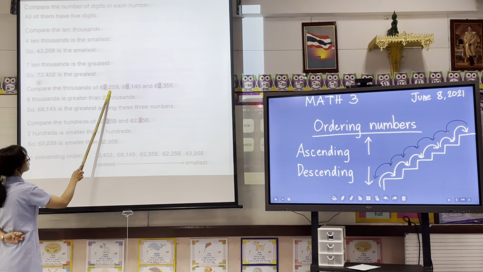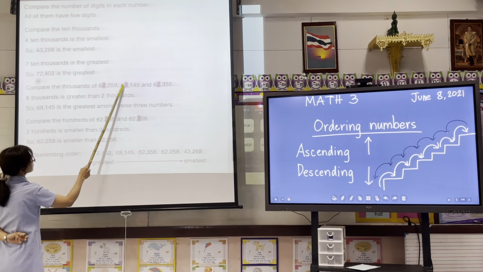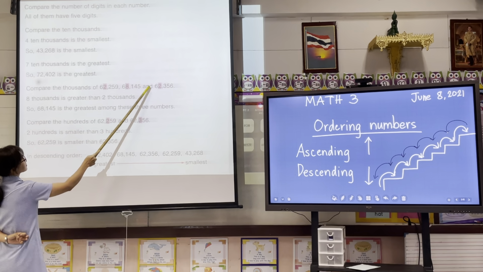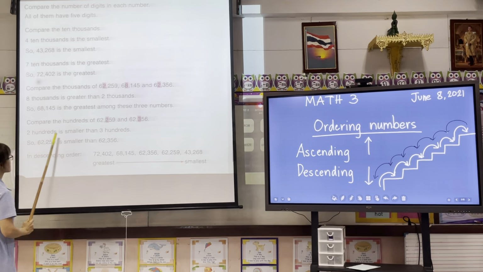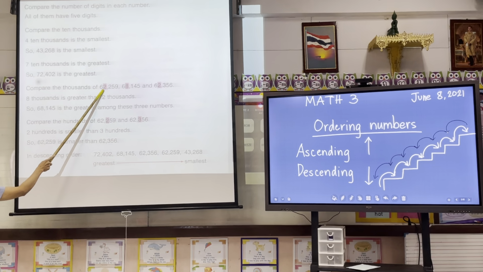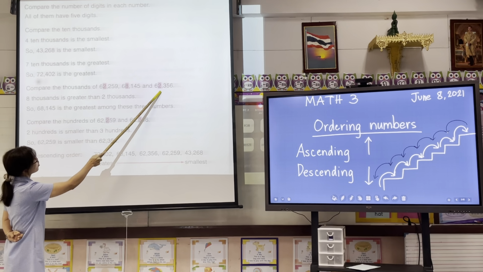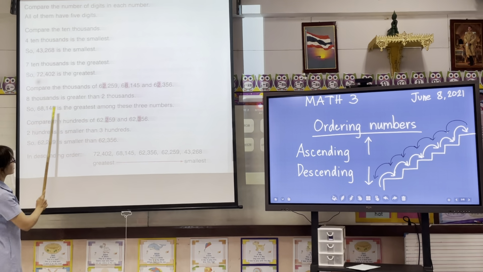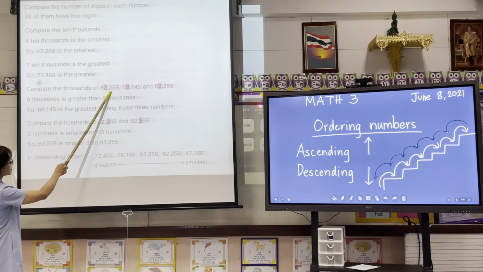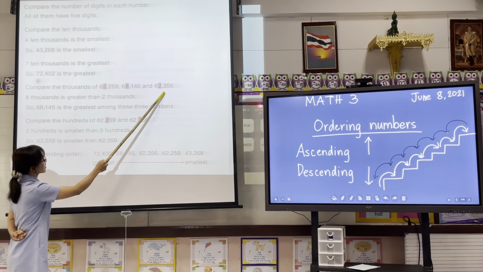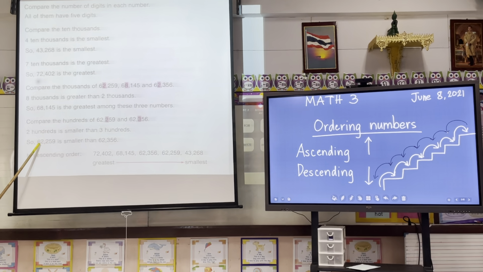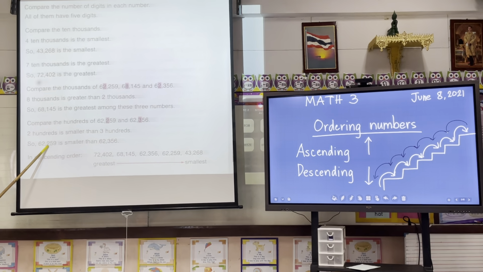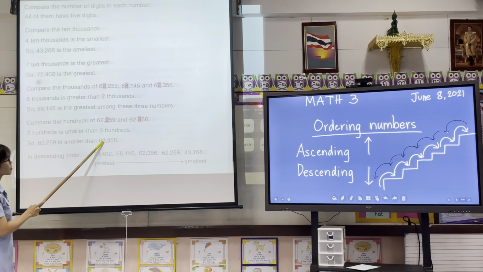Okay? Compare these two. The 2 numbers left, 62,259 and 62,356. Okay? So they have the same thousands. Compare the hundreds. Okay? Compare the hundreds. 200s is smaller than 300s. Alright? So that means 62,259 is smaller than 62,356.